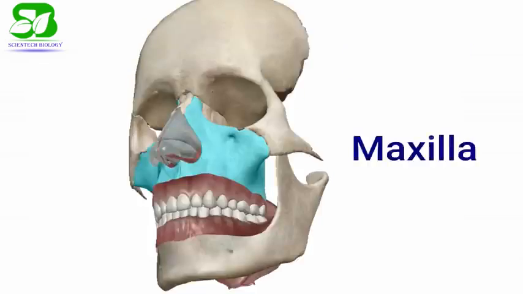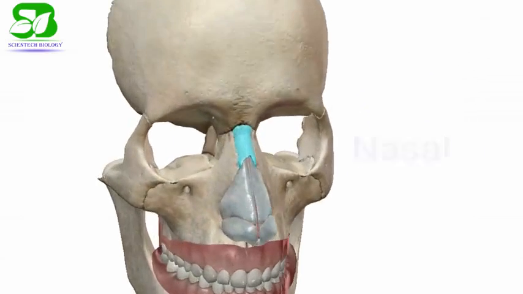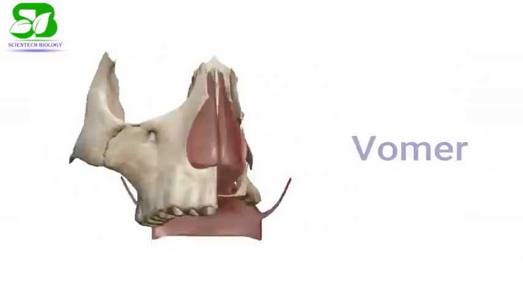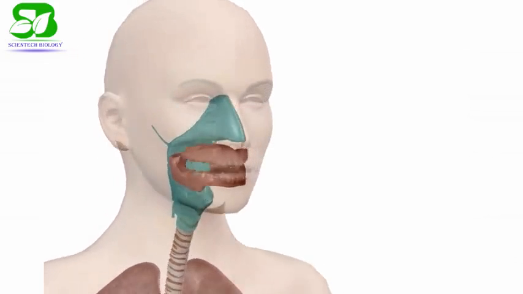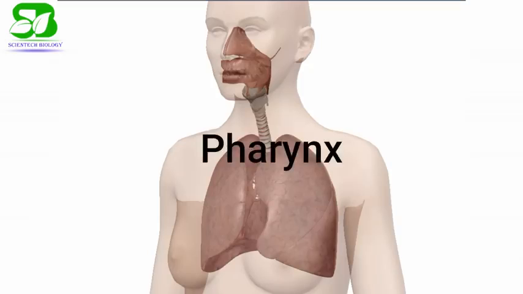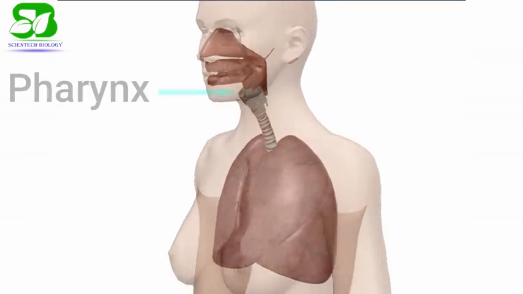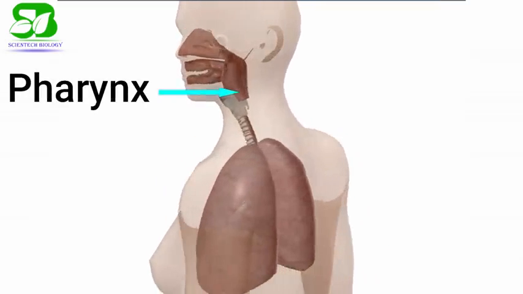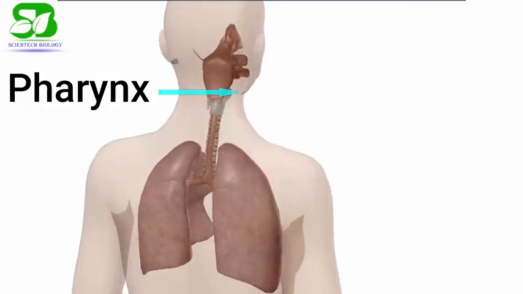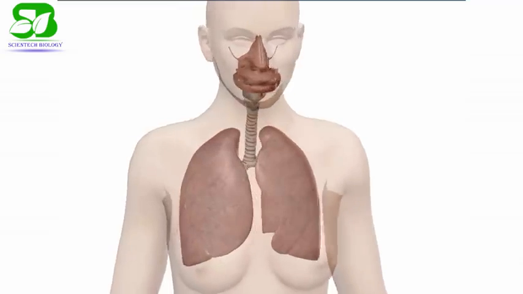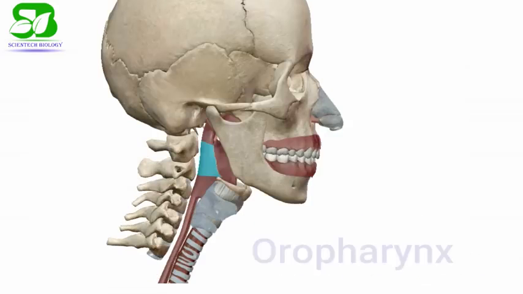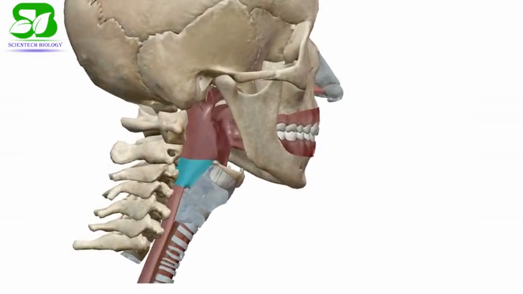Frontal, maxilla, nasal, ethmoid and vomer are the 5 bones of the nasal cavity that form a framework that supports the nose. The pharynx is a musculo-membranous tube that functions as a part of the alimentary canal and as an airway in the upper respiratory system. Pharynx consists of 3 regions and they are nasopharynx, oropharynx and laryngopharynx.